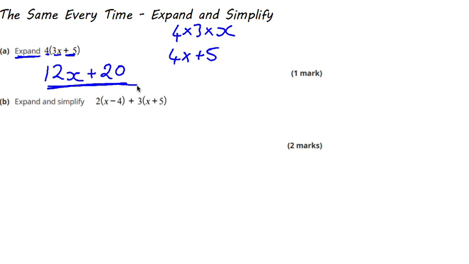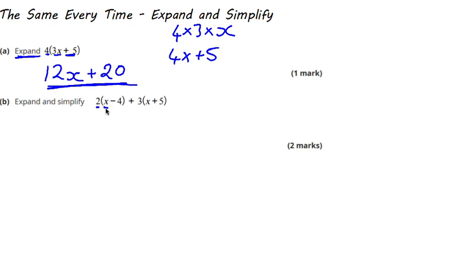Part B. 2 marks for this one, so the whole thing's a 3-mark question. This is a good 3 marks if you know your stuff, you learn what to do, get it right every time. It's the same every time, expand and simplify. So we've got 2 sets of brackets here, so we have to expand each set of brackets before we simplify. So the first set of brackets, 2 times x minus 4, remembering expanding means multiply. Multiplying everything outside the bracket by everything inside the bracket.